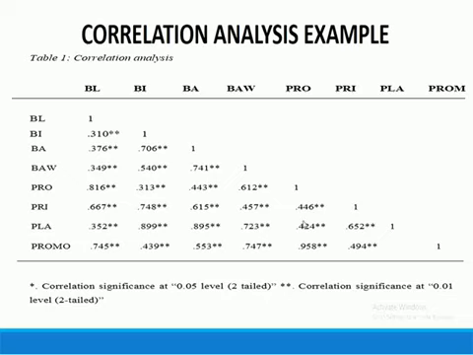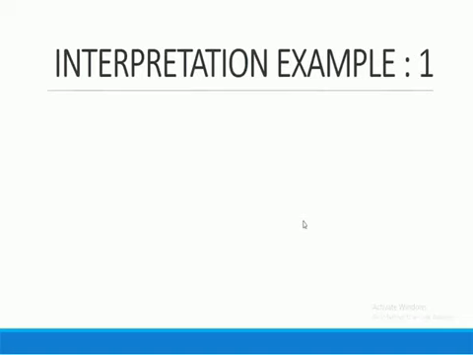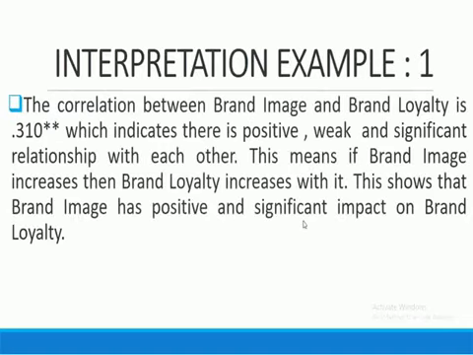Let's see its interpretation. Example number 1. The correlation between brand image and brand loyalty is 0.310 significant. So what does this show? It shows that the relationship between brand image and loyalty is positive. Number 2, the relationship between these two variables is weak. And the third point, it tells us that the relationship between brand image and brand loyalty is significant. This means if brand image increases, then brand loyalty will also increase with it.